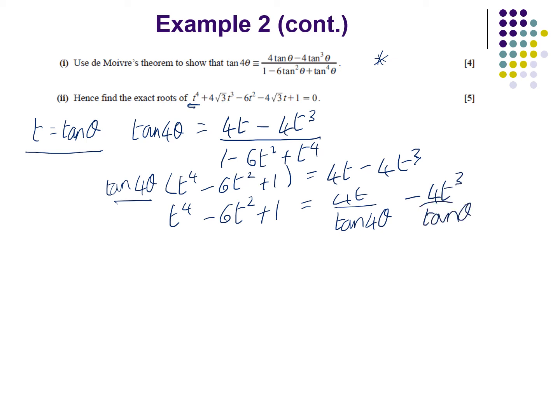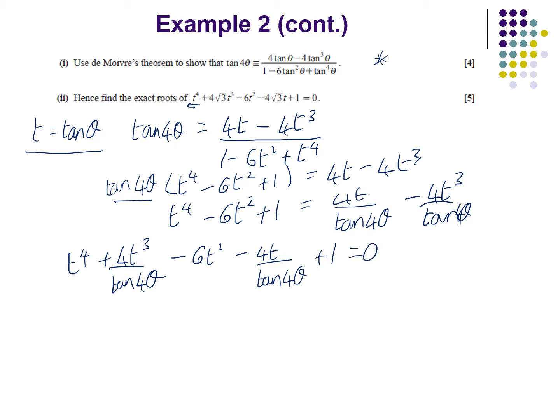So what I'm trying to do is make it look like the thing I'm trying to solve. So let's pop it all on one side and let's just order the terms so that they're in the same order. Just notice I've missed a 4 there. Minus 6t squared, minus 4t over tan 4 theta, plus 1 equals 0. So you should now be able to compare that with this and work out what value of tan 4 theta we need. What's the answer? Tan 4 theta equals 1 over root 3. You'll see how that then gives you that equation.